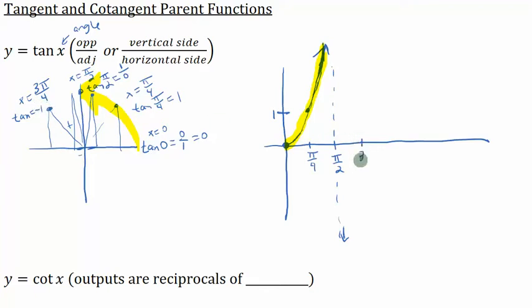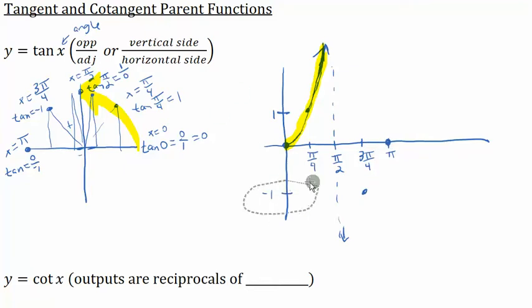So when I'm at 3 pi over 4, my y value of my tangent function is negative 1 instead of positive 1 like it was over here. And then when I rotate all the way down here to the angle of x equals pi, tangent of pi equals vertical, which is 0, divided by horizontal, which is negative 1, and 0 divided by negative 1 is 0. So when I reach pi, I'm back to 0. So what happens is this portion of the graph behaves much like this yellow portion.